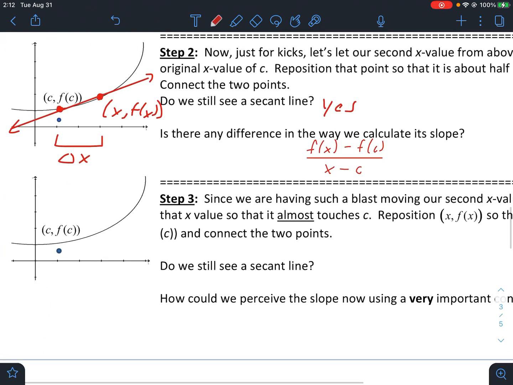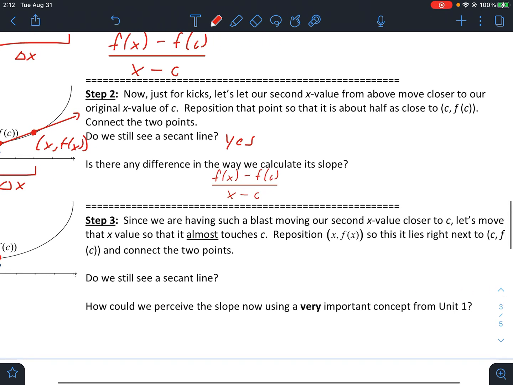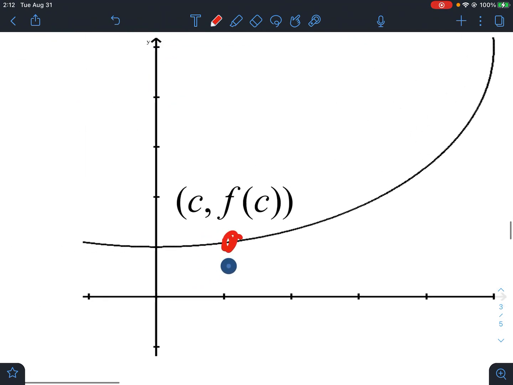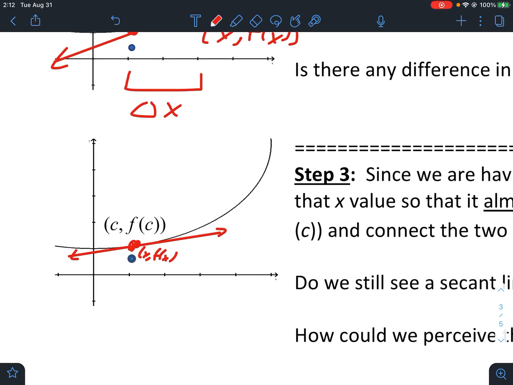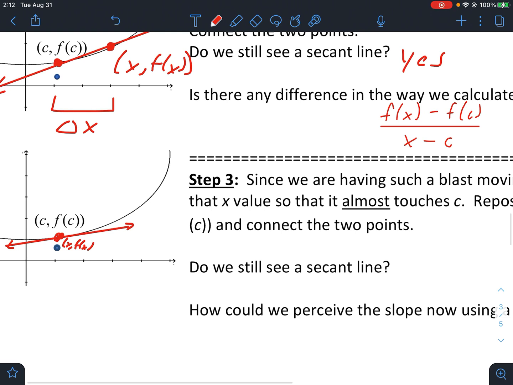Step 3, now let's take that first point, and once again, let's move our second value so close that it's almost touching C. So close that it's pretty much right on top of C, f of C. And if we draw a line in now, do we still see a secant line? Well, technically, yes, it's still a secant line because it's still going through 2 points, even though we probably don't see it. We probably see a tangent line, but there is still technically a secant line there.